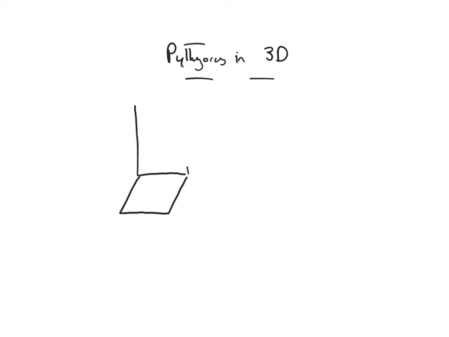Okay, we're now going to look at some Pythagoras in 3 dimensions. And to explore it, we're going to look at a couple of cuboid situations. So let's say we had a cuboid like so.